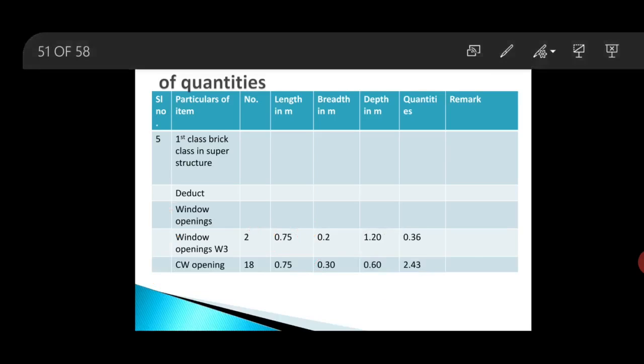Then next is window opening W3. Two numbers of W3 type windows are there. Length is 0.75, breadth is 0.2, depth is 1.2. By multiplying all this, we will get the quantity as 0.36 cubic meter. So with this, windows opening are over. Then we will move to CW opening.